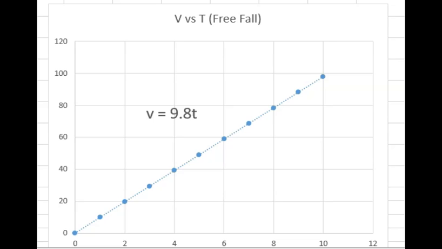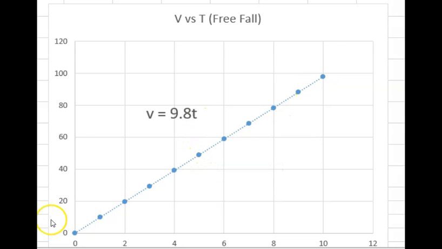And finally, we have the v versus t graph. T is on the bottom, v is on the y-axis, and we have a perfect line with a slope of 9.8 meters per second squared. V equals 9.8 t, so this says that the speed of the falling object will increase by 9.8 meters per second for every second that it falls.